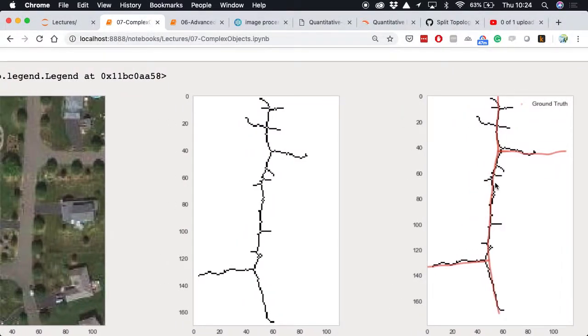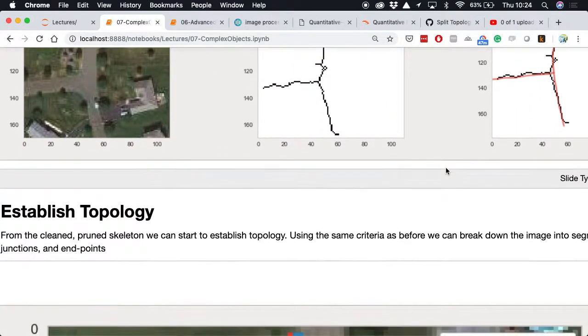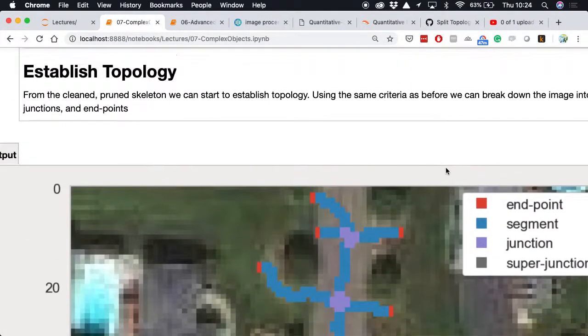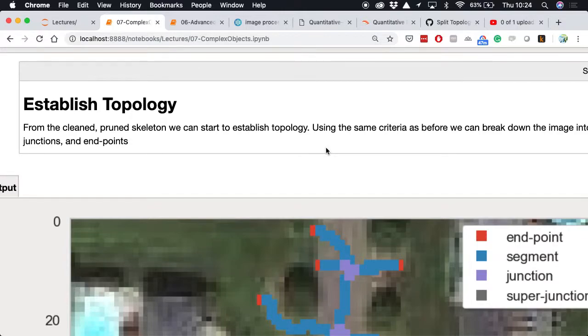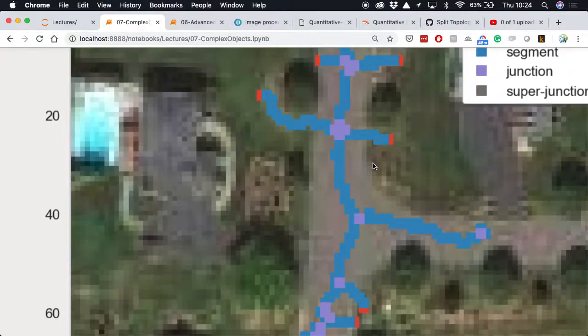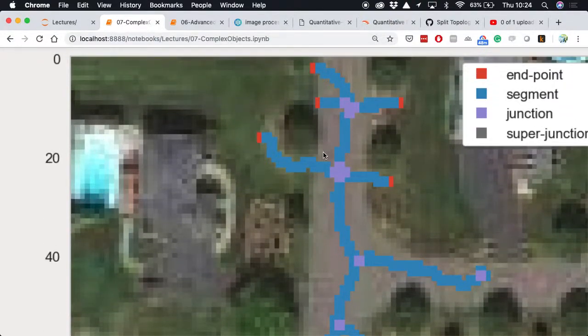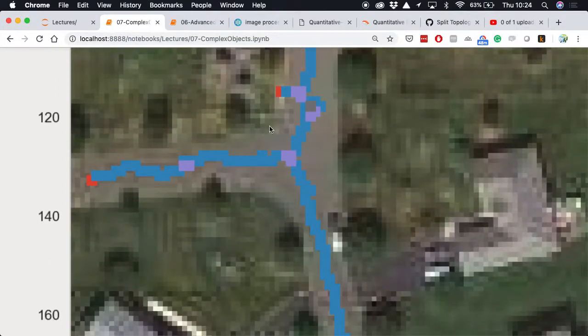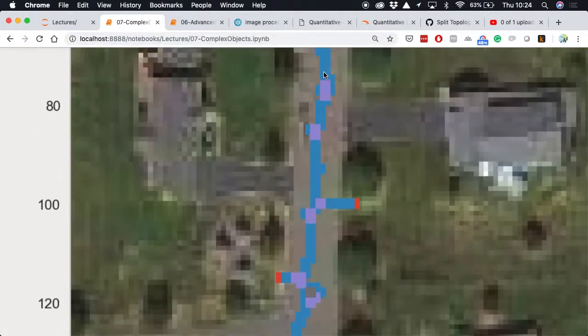You can take this yourself and go through the slides and tweak it and see if you can get a much better result. And there's actually problems where you can do that in more detail if you're interested. But now one of the things that we can do, now that we have this original structure, is establish topology. And so now once we've cleaned up our graph much better, we can start to label everything as endpoint, segment, junction, superjunction. So we just have one superjunction here and plot that on top of the image.